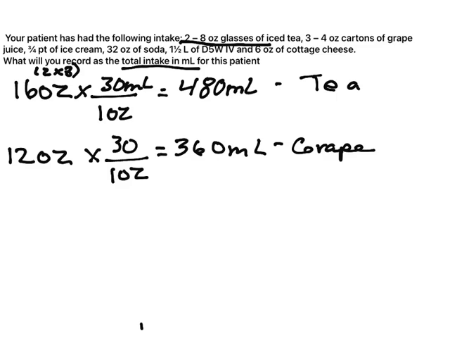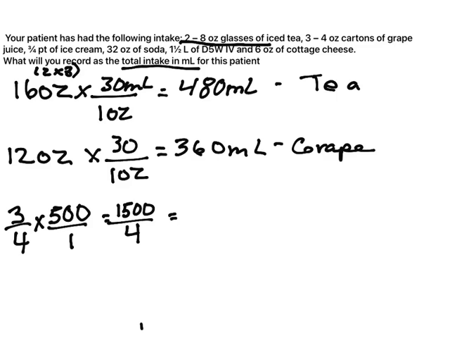Now, on to the ice cream. They had 3/4 pint. So we know that a pint is how many mLs? 500. So you can do 500 over 1. You would do 3 times 500, and that will give us 1,500 on the top, and then divide that by 4, and that will give us a total of 375 mLs. So that's 375 mLs of ice cream.